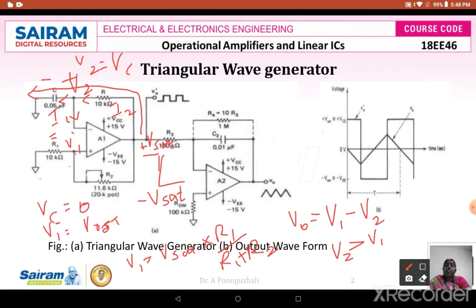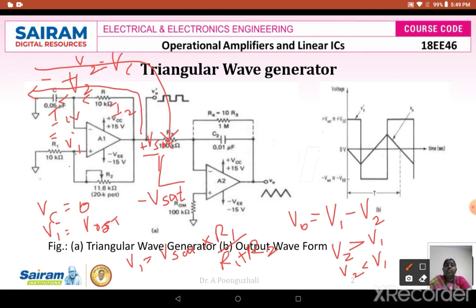So now when it is at minus Vsat, in this case my V1 is going to be minus Vsat into R1 by R1 plus R2, and now my capacitor will start discharging like this. When my capacitor starts discharging like this, the voltage is going to decrease. So when the voltage decreases, at one stage my V2 will be less than V1. When my V2 is less than V1, this is going to be more negative. So more negative means my output is going to be a positive one there.